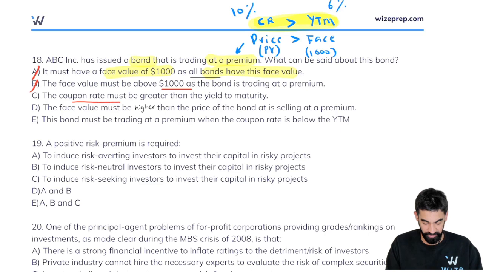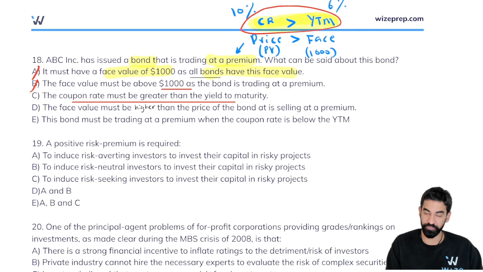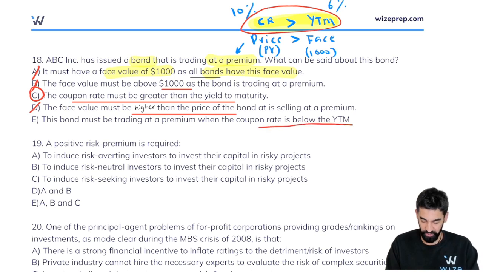C, the coupon rate must be greater than the yield to maturity. Yeah, that's exactly what we said here. The coupon rate has to be higher than the yield to maturity. D says the face value must be higher than the price of the bond. No, the face value is less than the price of the bond. So C is true, the coupon rate must be greater, but D is false. The face value must be less. And E, this bond must be trading at a premium when the coupon rate is below YTM.